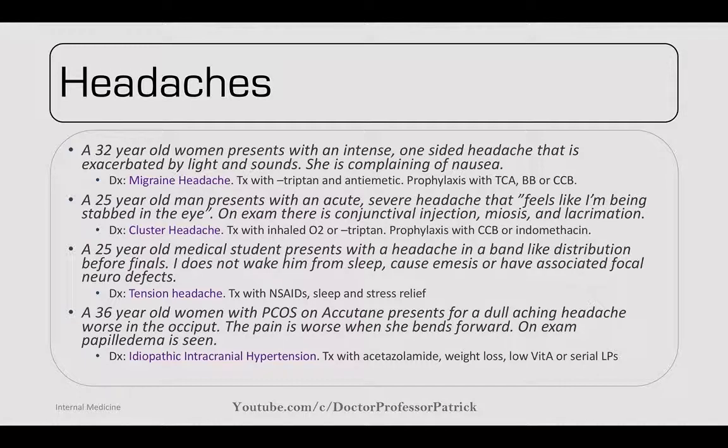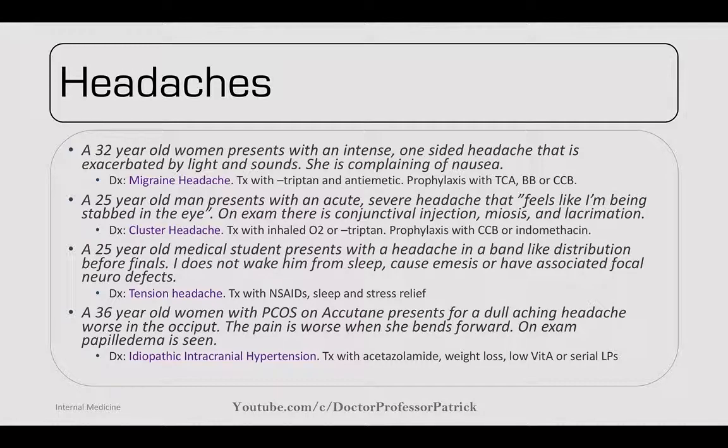Next is a 25-year-old man who presents with acute, severe headache that feels like they're being stabbed in the eye. On exam, there's conjunctival injection, miosis, and lacrimation. This is classic of a cluster headache. You can treat this with inhaled oxygen or some of the triptan medications, and you want to prophylax this with calcium channel blockers or treat it with indomethacin.